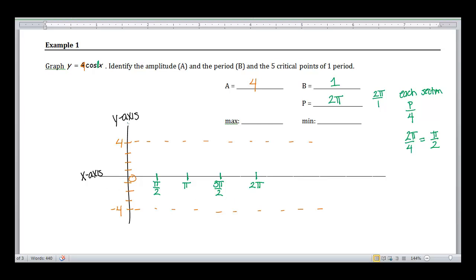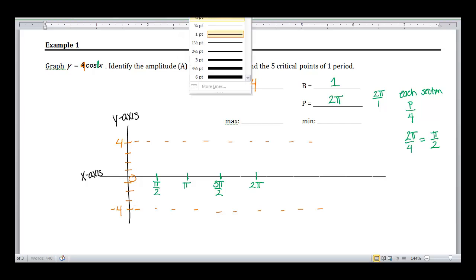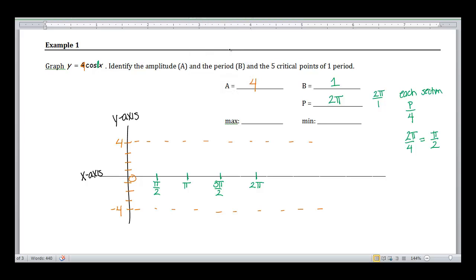Once you have your x and your y axis labeled, all you have to do is apply the cosine shape. Cosine, if you remember, starts at your amplitude, at a maximum. So here I should be starting at 4. Then it always alternates midline, min, midline, max. And now I can draw in that U cosine shape, again remembering to bounce at my max and my mins.